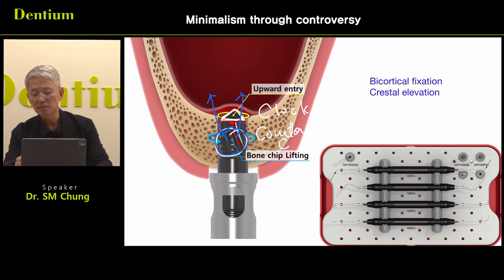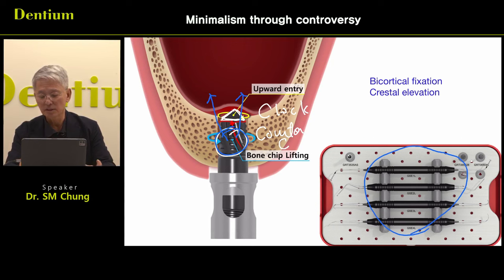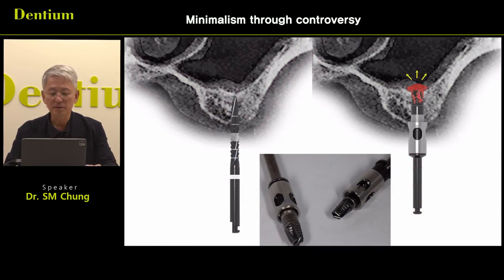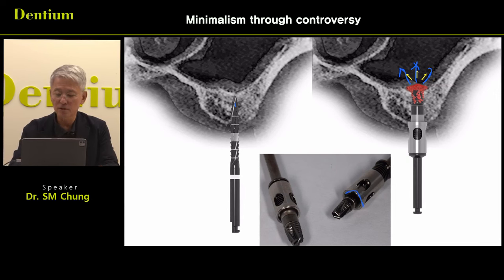And also the sinus task is simply very small drills and instruments, and the sizes became 30% smaller. And in this case, for the initial drilling, after the compaction drills, the bone chip penetrated into the sinus with a stopper.